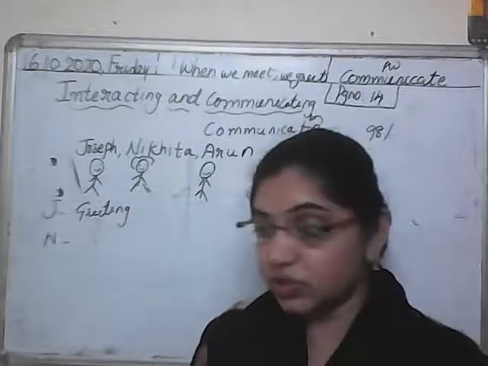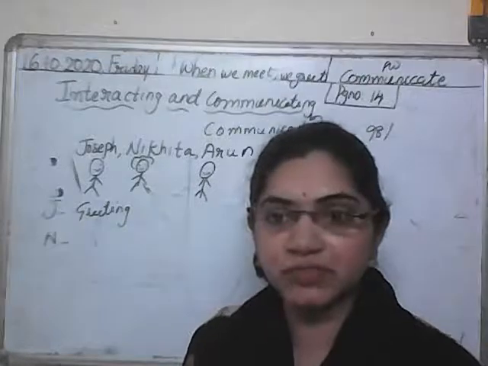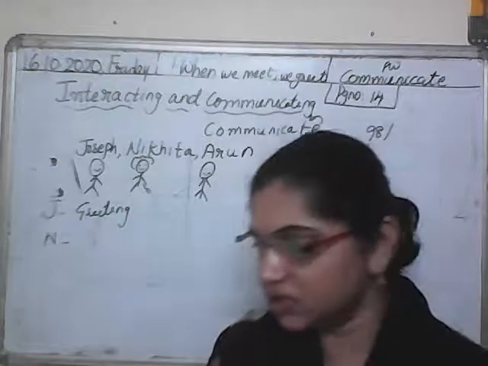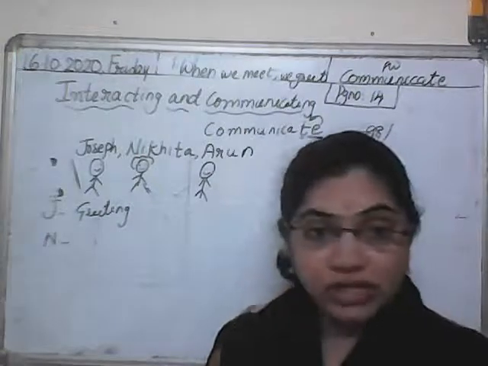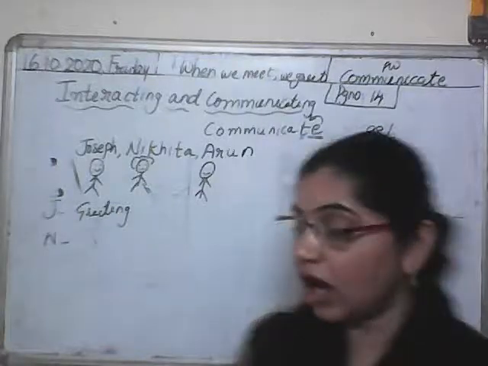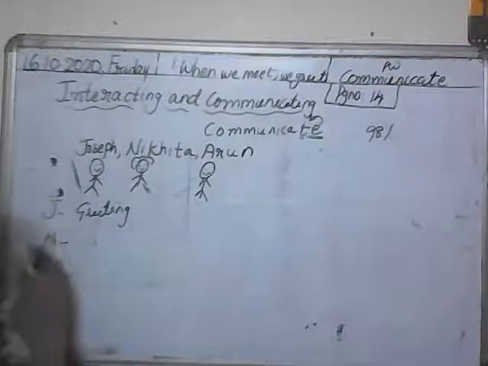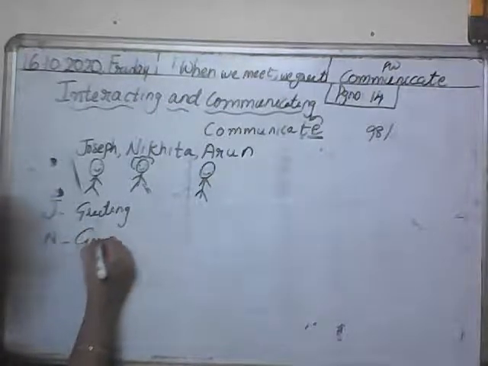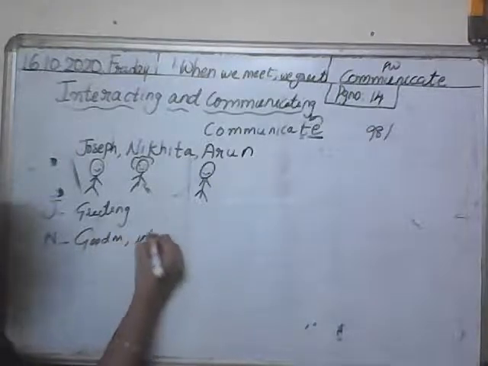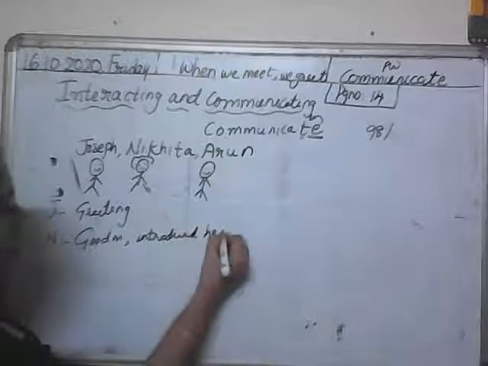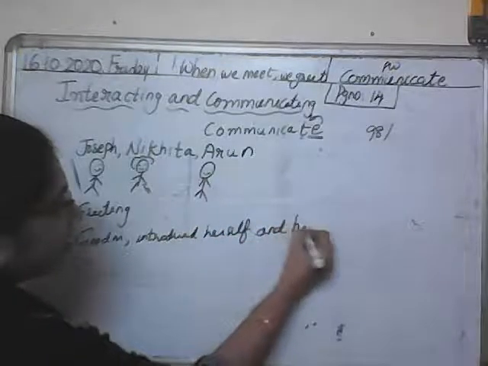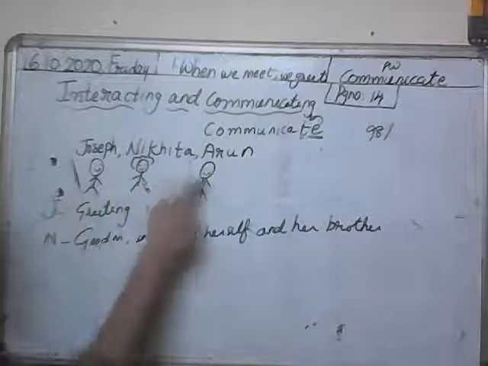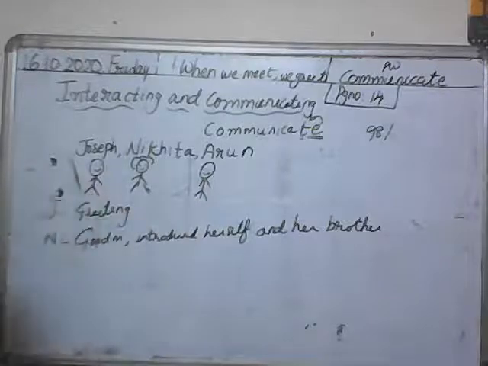Now, Arun is wishing good morning to whom? To Joseph. Arun is wishing Joseph. So what did Nikita do? Nikita has introduced herself. First, she also said good morning. Then she introduced herself and her brother. She has introduced herself to Joseph as well as her brother Arun to Joseph.